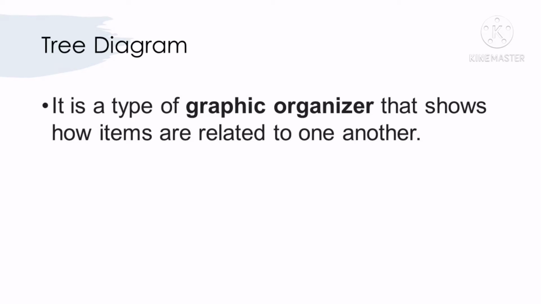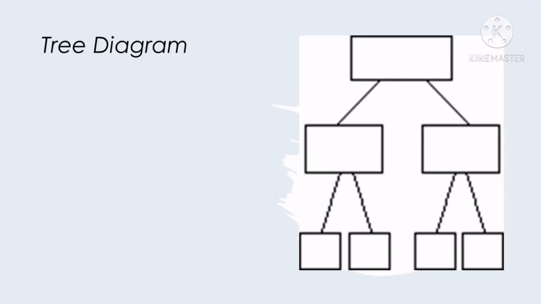Now the next diagram is what we call the tree diagram. It is a graphic organizer that shows how items are related to each other. Let's look at an example. Here we have an example of a tree diagram. From the top, we have the main term, then it goes down to the bottom using lines showing how these terms are related to each other. This is what we call the tree diagram.